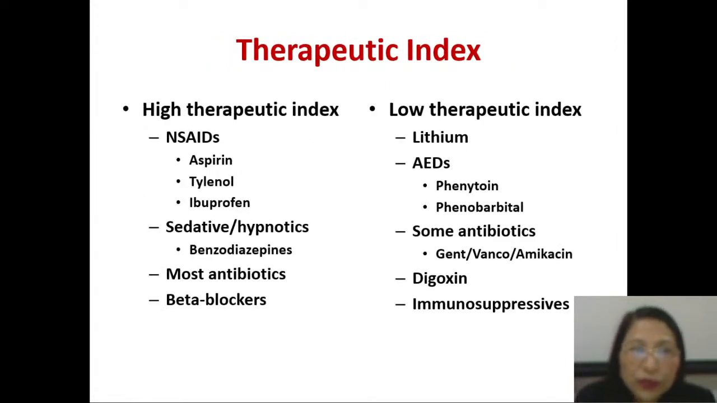So these are examples of drugs with high therapeutic index like NSAIDs, the sedative hypnotics like benzodiazepines. That's why we don't do serum level monitoring of benzodiazepines. Most of the antibiotics, apart from aminoglycosides, we do not do serum therapeutic drug level monitoring, beta blockers.